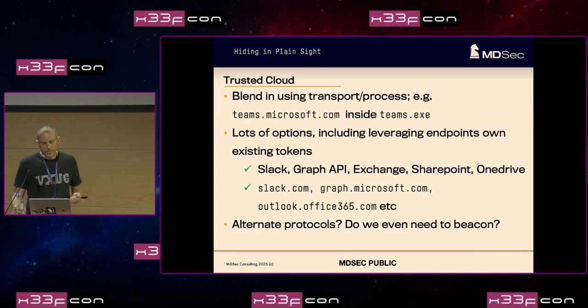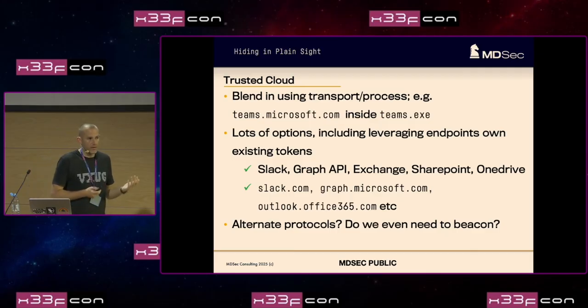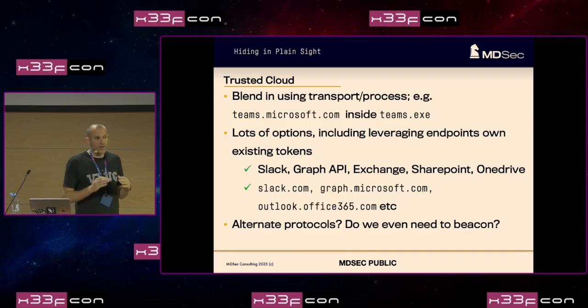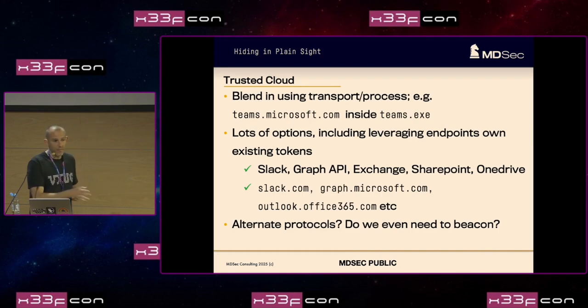But the things that I think are most interesting are maybe alternate protocols. There's no reason that we have to beacon over HTTP all the time, right? And most people do. There's been a couple of public examples of this. I can't remember who it was, but they did some implementations of using QUIC, which is, again, quite interesting. But the channels that are most interesting for me are the ones where you don't actually have to beacon at all. You don't actually have to make an outbound request.